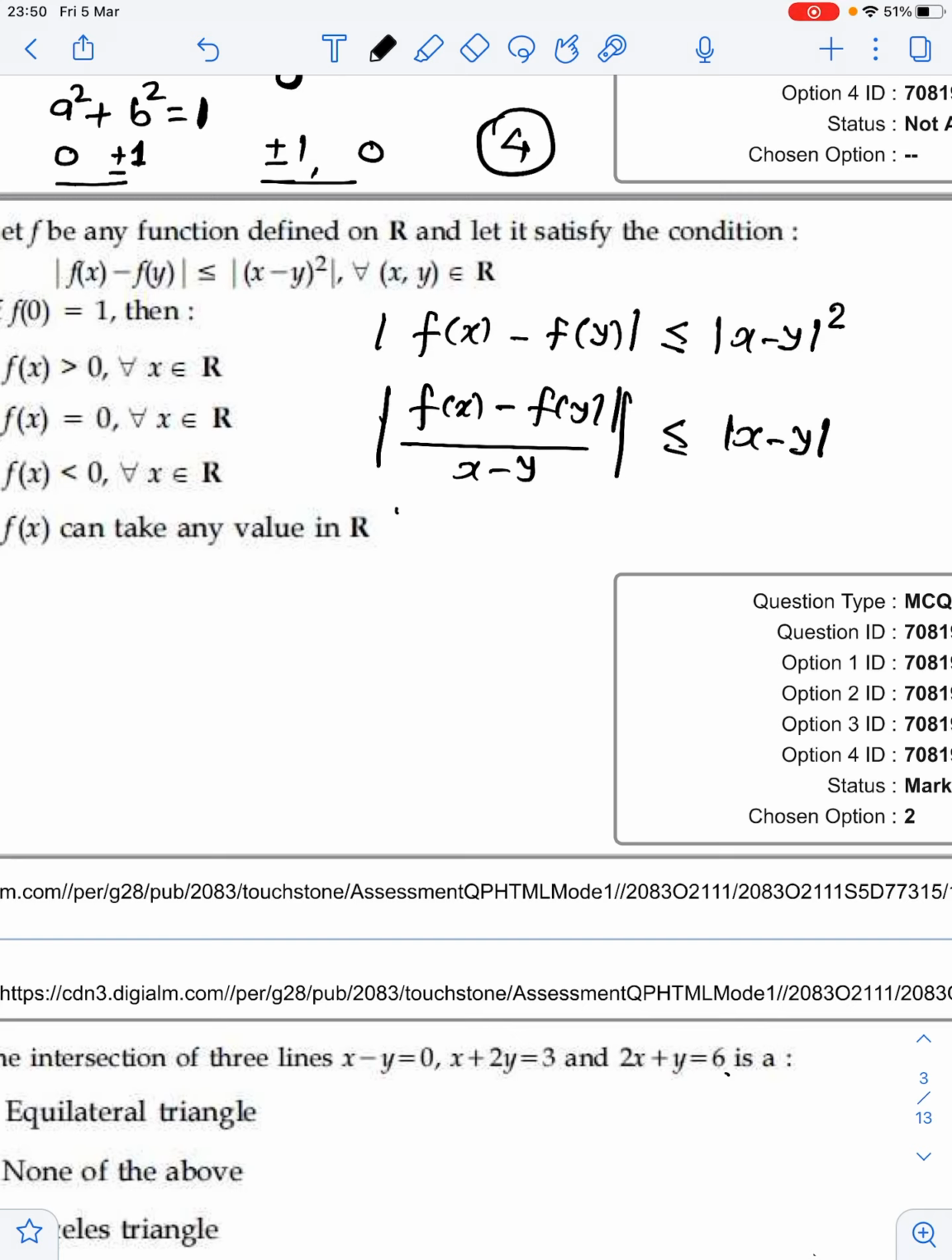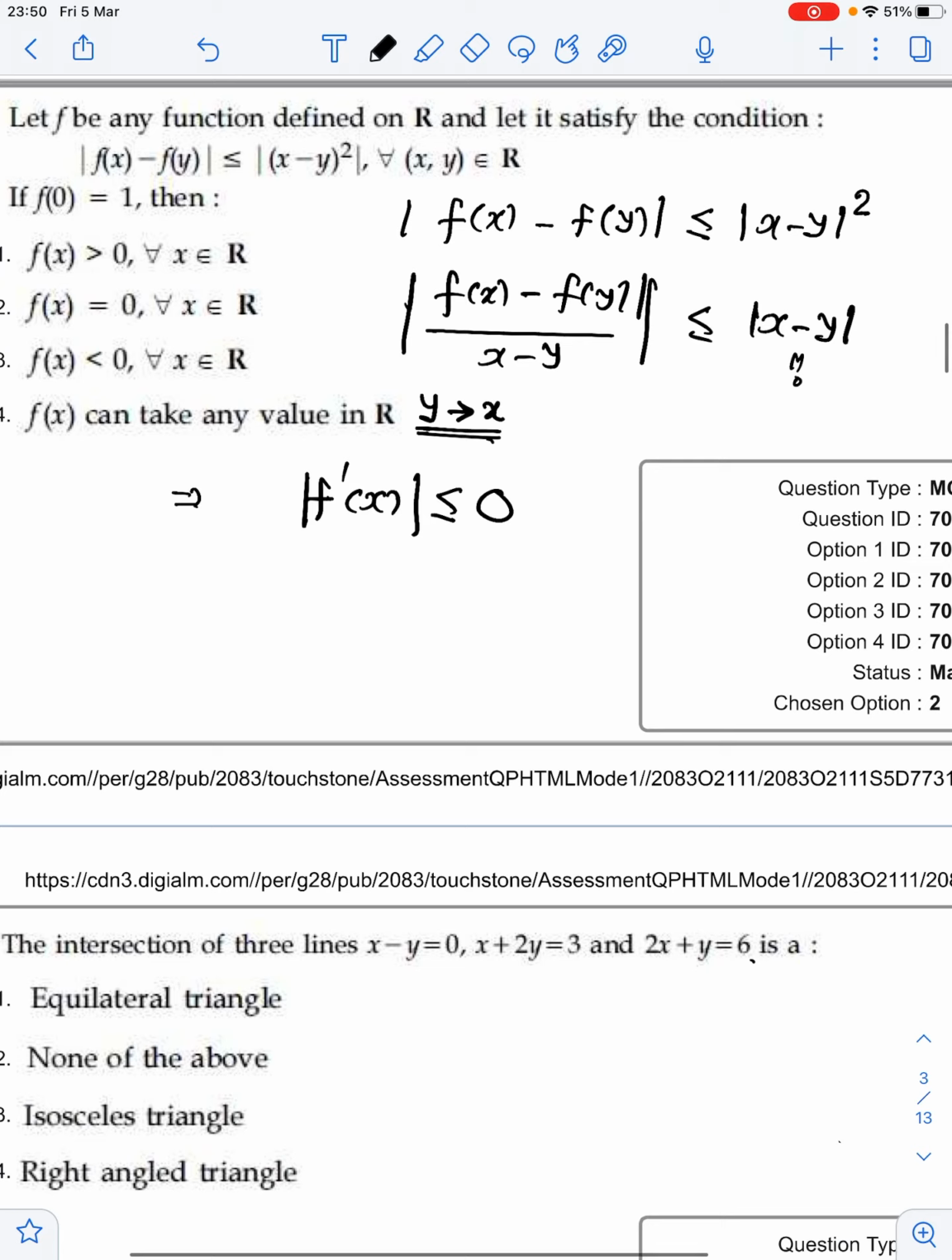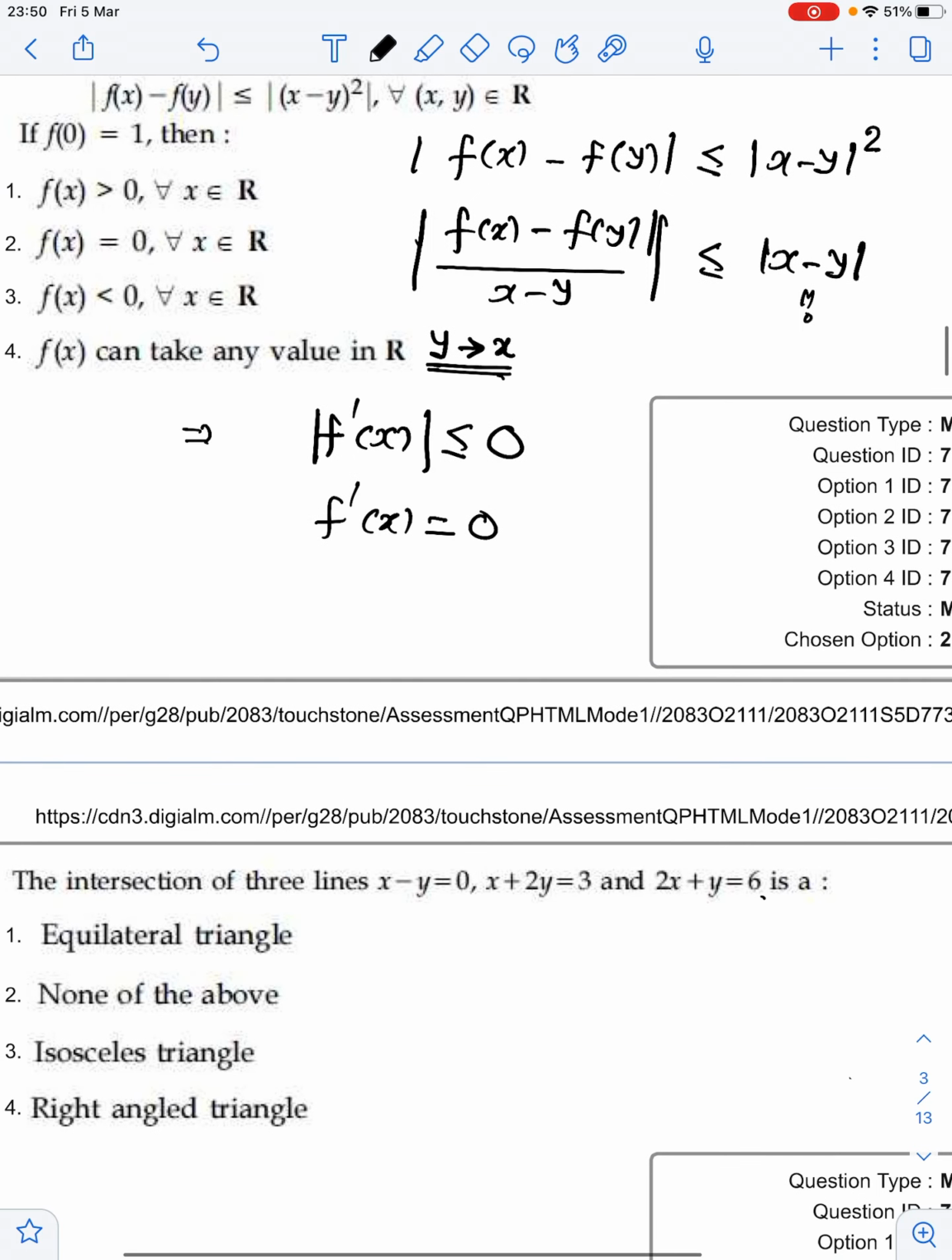Now let us say y tends to x. So when y tends to x, the right side tends to 0, and the left-hand part is the slope of the tangent, that is dy by dx. So this is clearly modulus of f dash x less than or equal to 0. That means f dash x has to be equal to 0, otherwise it cannot be less than or equal to 0. So only equality is possible.